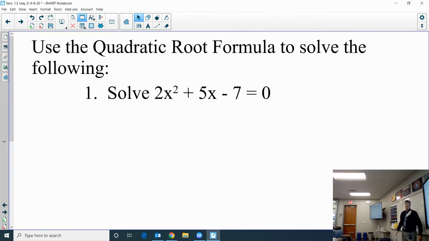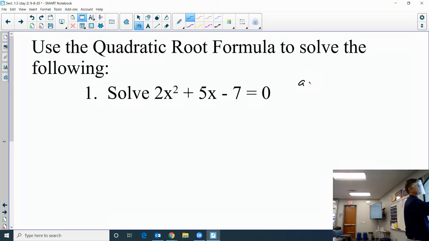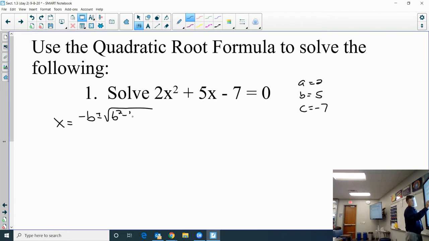This is probably the only one you'll ever get where everything is set up nicely equal to 0. So you know what your A is, you know what your B is, you know what your C is. I'm going to substitute it in. A is 2. B is 5. C is negative 7. And we know X equals the opposite of B plus or minus the square root of b squared minus 4ac all over 2a.